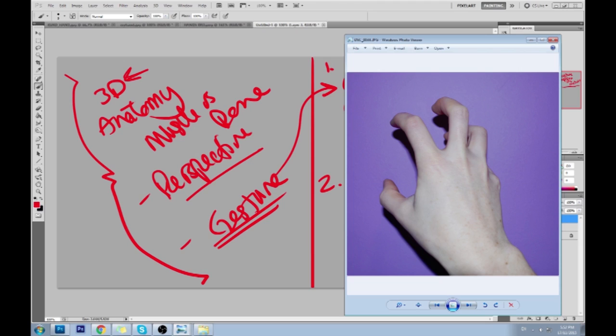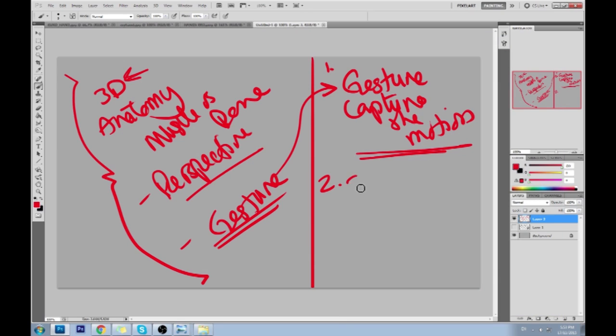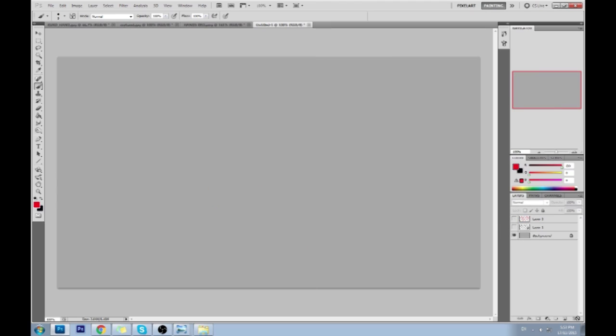Okay, so cubes is next. Good job. That's what's next on the list. So the shapes, that's what's next. When you have a gesture line, and then you throw the cubes on top. So you throw the first cube of the hand on top.